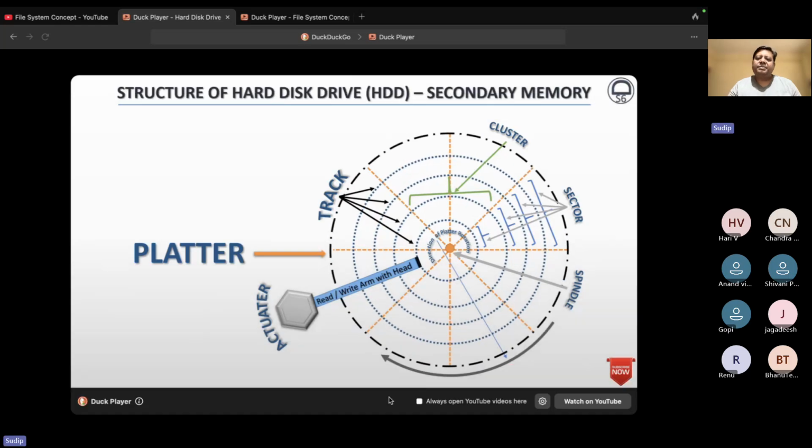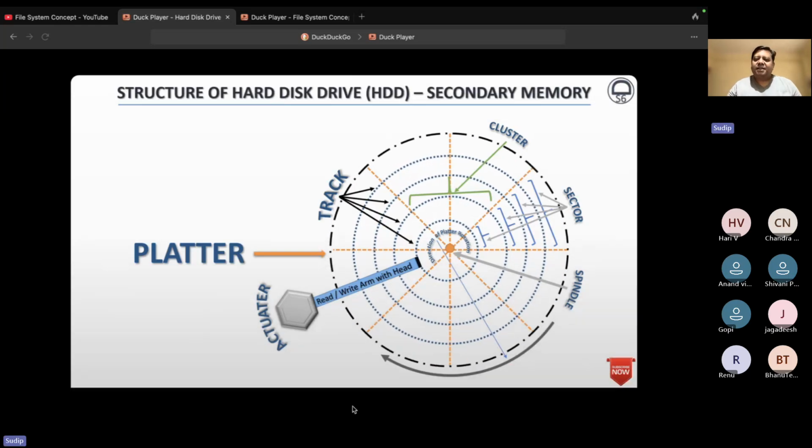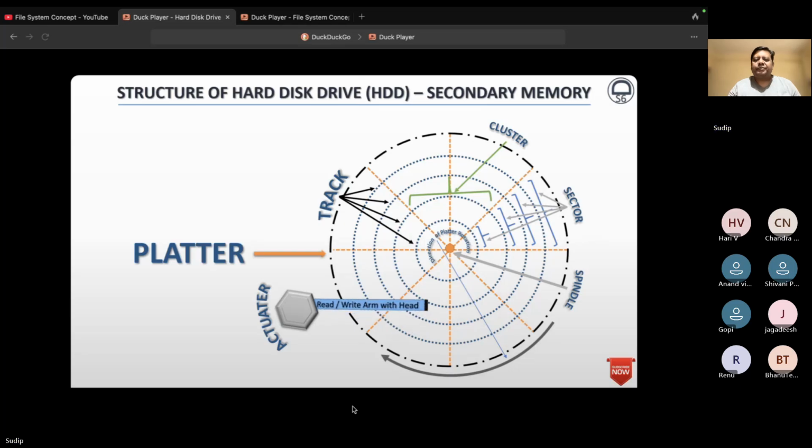So this is a good animation. The hard disk is continuously spinning, right? And the actuator arm can only move so much, roughly about whatever is the distance from the innermost track to the outermost track. Okay, only that degree of movement is there with the actuator arm.